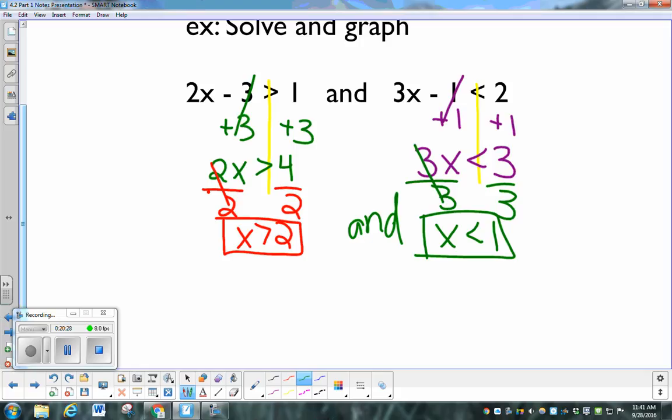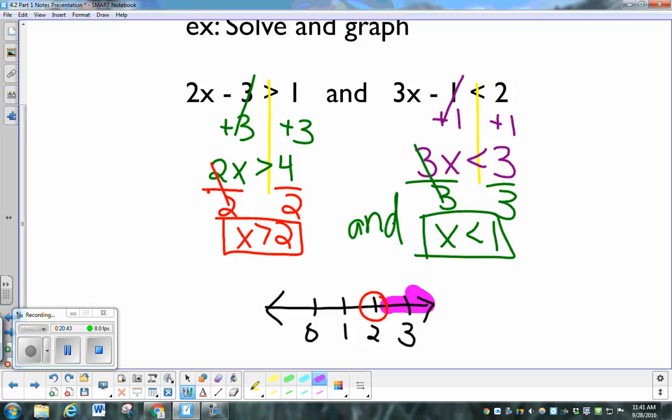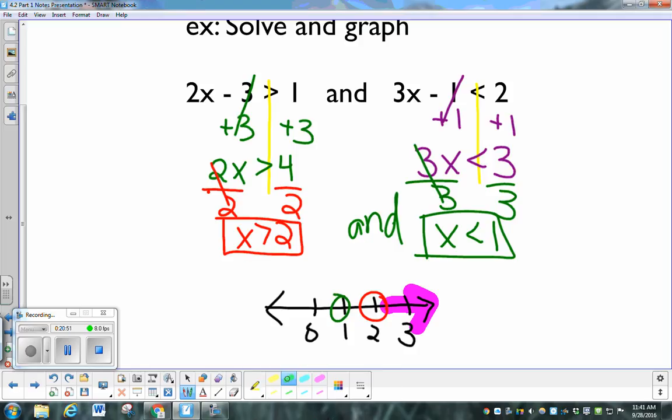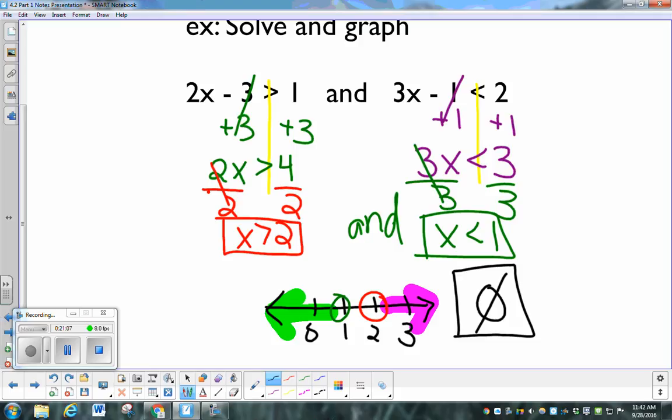You might already be thinking something weird is going on here. If we try and graph that, let's graph the first one in red. X is greater than 2. So x starts at 2. It can be anything greater. Now we're also saying that x has to be less than 1. That way. There's nothing overlap. That's because there's nothing that's bigger than 2 and less than 1. That's impossible. So our solution here, when we're really writing our solution, is just this. Empty set. No solution. There's no x that satisfies both of those.